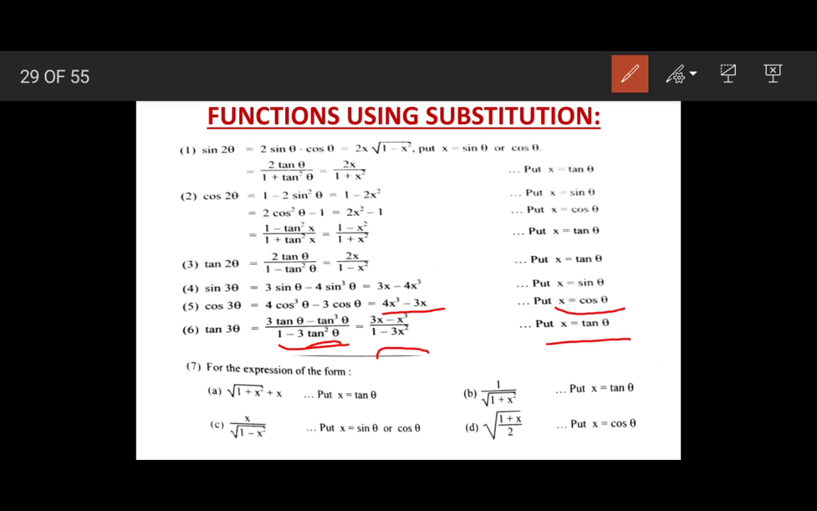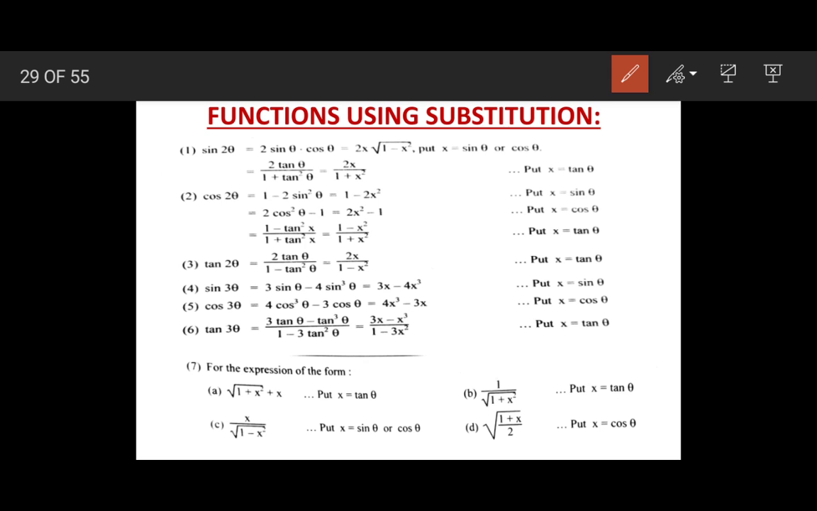Now for the expression of the form, suppose the expression is given as under root of 1 plus x square, plus x, then we have to put x as tan theta. Okay, when the expression is given in the form of 1 upon under root of 1 plus x square, then also we have to put x as tan theta. Okay, remember this part. If root of 1 plus x square is given either in numerator or denominator, then we have to put x as tan theta.